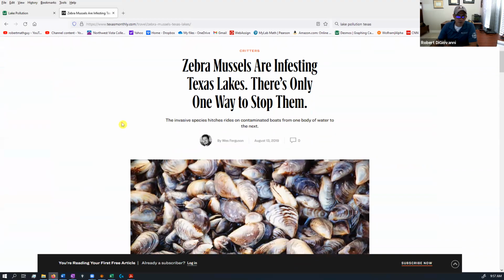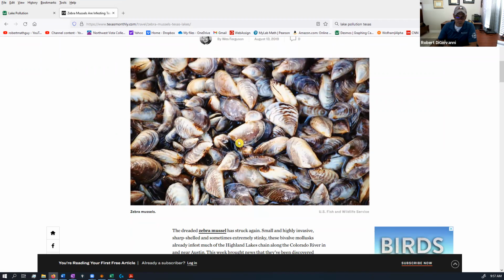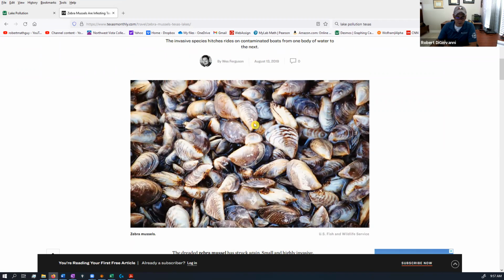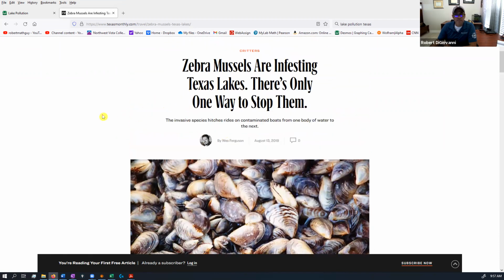So I don't know if you have ever heard of this, but these things called zebra mussels, they're a mussel, okay? I don't know if you know what a mussel is, but it's a living creature, right? Has a hard shell on the outside. The mussel lives inside the shell. These things have been infesting some of our lakes in Texas, and they're very, very difficult to control.